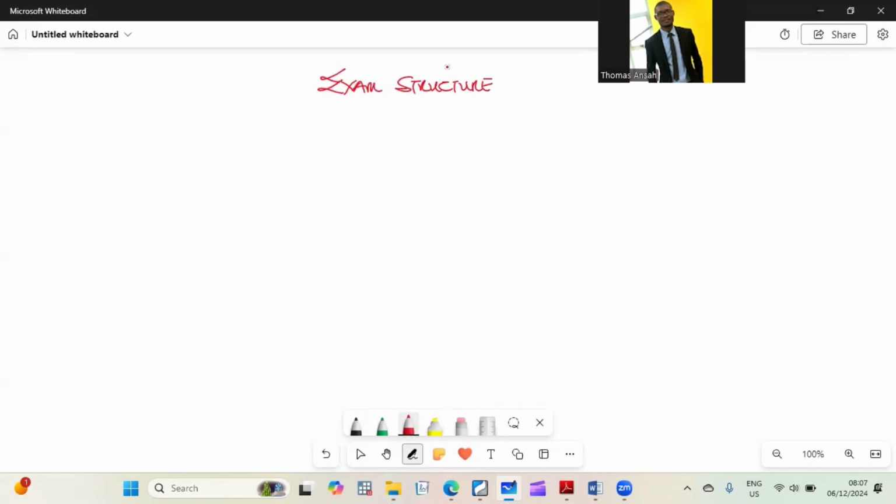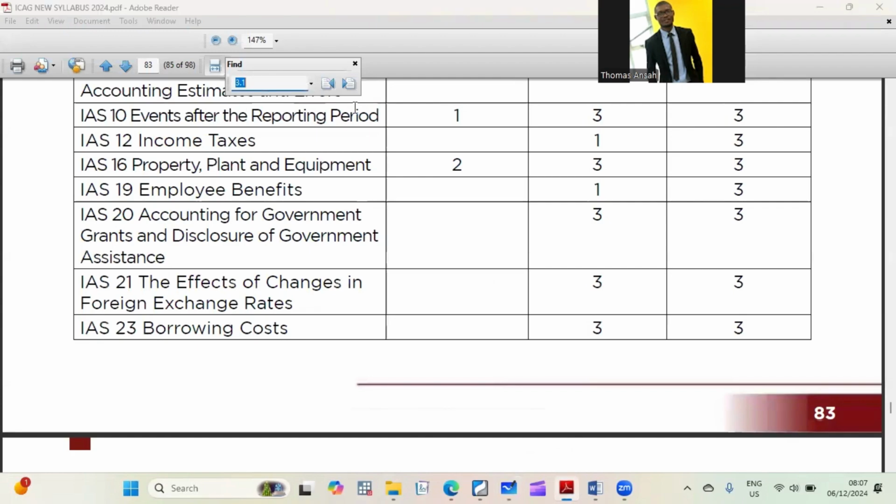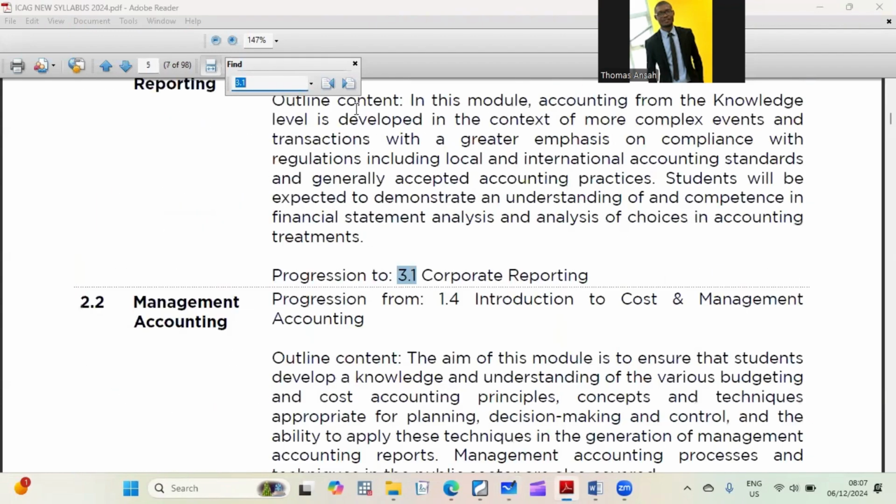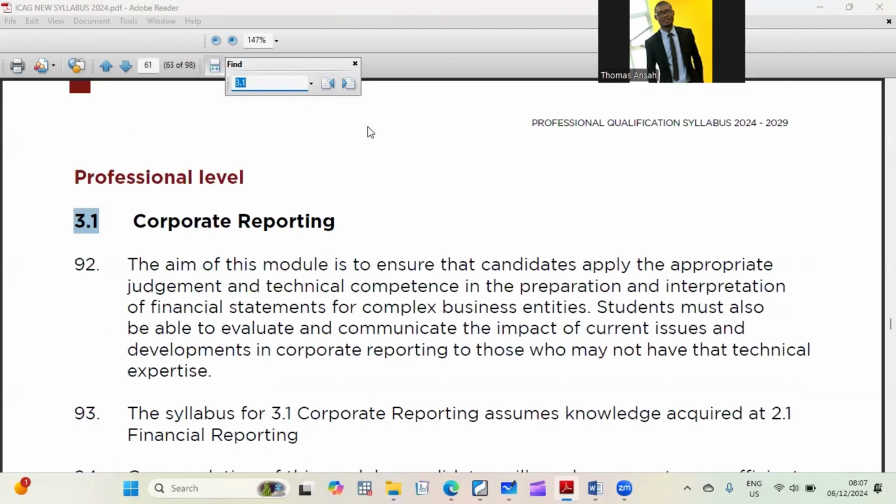Now, according to the syllabus, we are looking at the ICAG syllabus, November 2024. It started in November 2024, and hopefully by July 2029 it will end, so that the new one will start from November of 2029. Now, you can see clearly their document here. This is the document of corporate reporting, and you can see the divisions that they've clearly made for you.